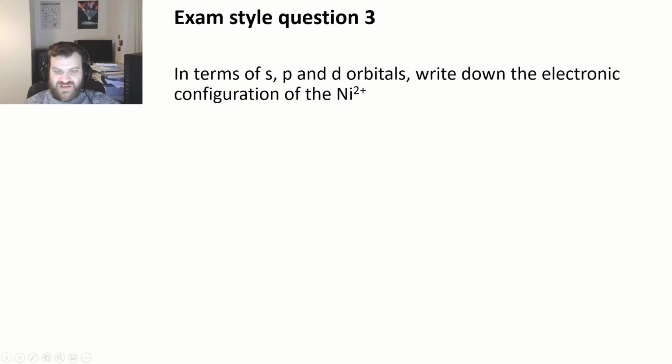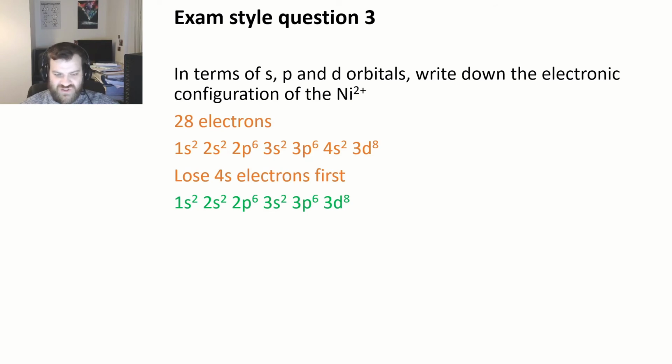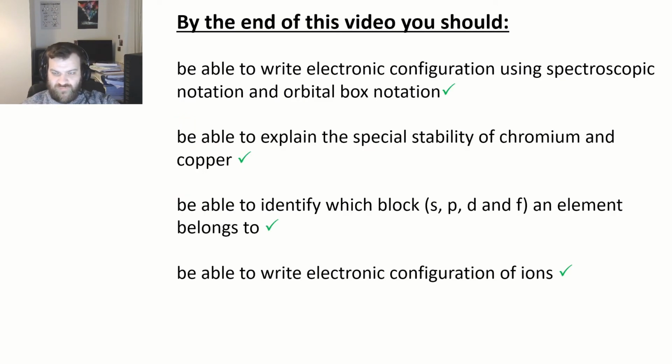In this question, we're asked to write an electronic configuration in terms of s, p and d orbitals for a nickel ion. Nickel should have 28 electrons, which would be represented with 4s2, 3d8 at the end. We need to keep in mind that we're going to lose the 4s electrons first, giving us 1s2, 2s2, 2p6, 3s2, 3p6, 3d8.